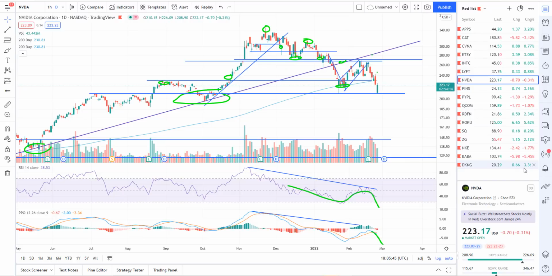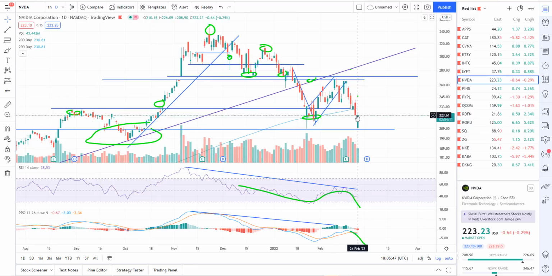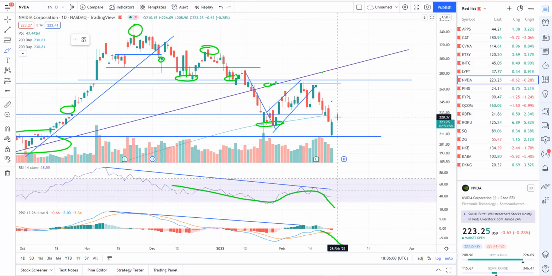Nvidia, I really like this one short still. On Nvidia, we hit a level of support that I had marked at about 208.60. We pretty much opened right there. The buyer stepped in. We're still below the 200-day moving average. So let's see how we close the day.